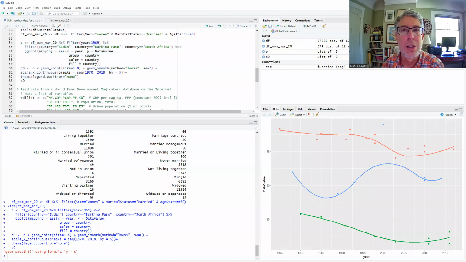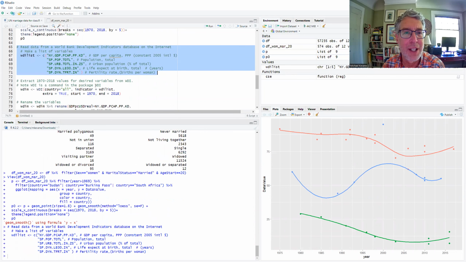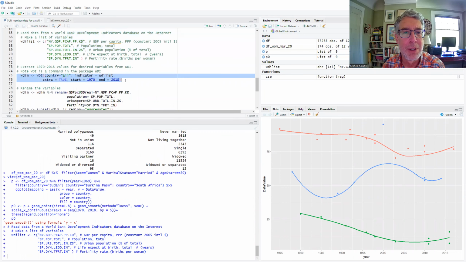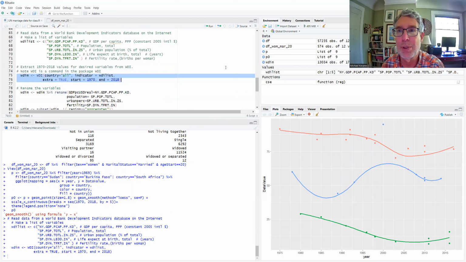Okay, let's continue with our exploration of this script. We're now going to get data from the World Bank. We're going to get these five variables here. So this is our list of five variables. And then we run the wdim command. We're going to get the values of these variables for the years 1970 through 2018. So this will be a panel data set. So we'll be getting 48 years worth of data. So that's here. So we have all the countries of the world times the 48 years.